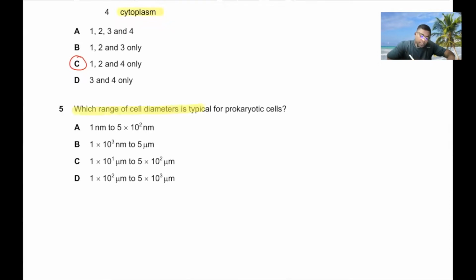Which range of cell diameters is typical for prokaryotic cells? We know that a typical prokaryotic cell can be 1 micrometer to 5 micrometers. In this case, 1 nanometer is too small, so that's wrong. 1 times 10 to the power 3 nanometers represents 1 micrometer. So 1 to 5 micrometers, option B will be the correct answer.